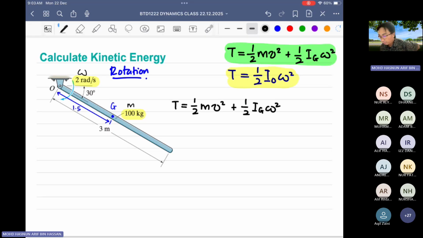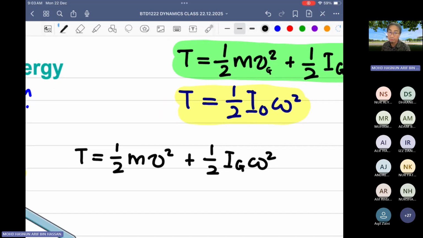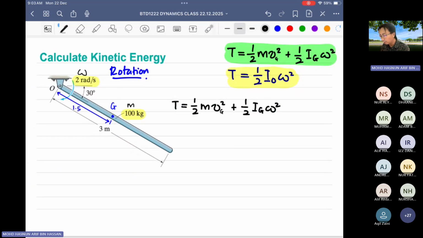Do you think we have v in this case? Do you think we have the velocity in this case? No? We do have velocity. Velocity here is basically the velocity of G. So the equation should actually be written as vg square. If you look at the textbook, it will write it as vg square. So what we are focusing on here is the velocity of the center of gravity.